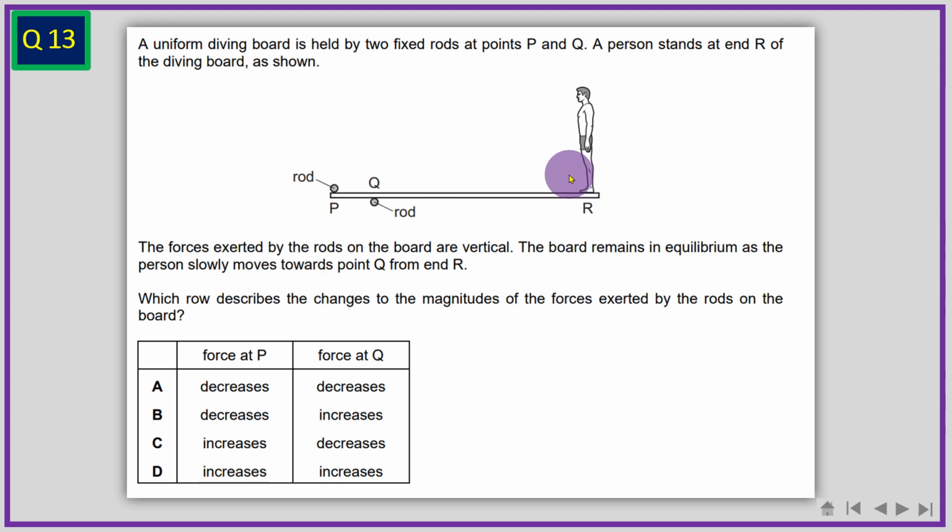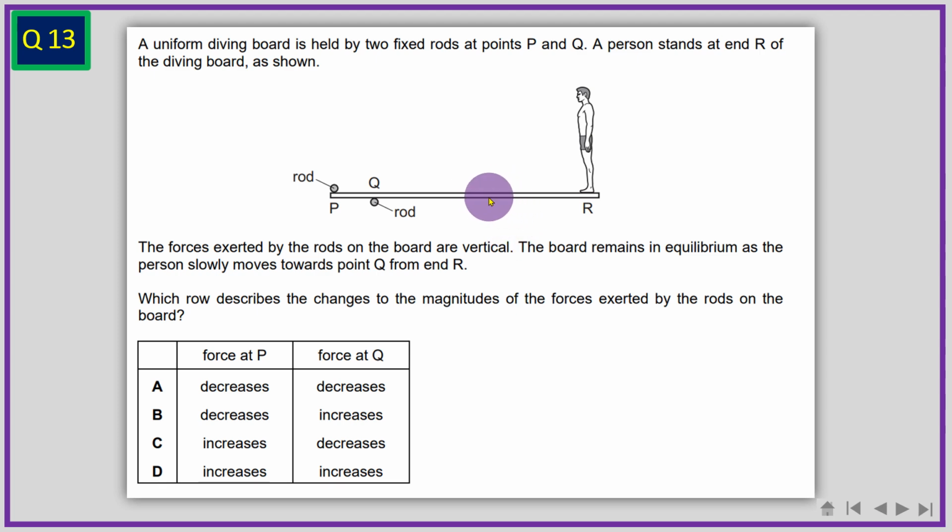So as this person walks towards the rod, maybe this person is at a point here, the distance from the point about which we are taking moment to the weight of that person is going to be small, and therefore the clockwise moment will be small, will reduce.